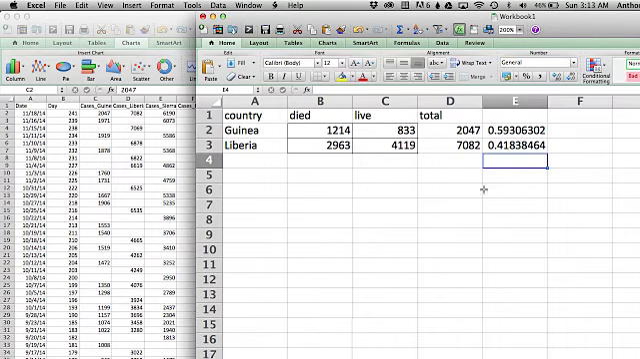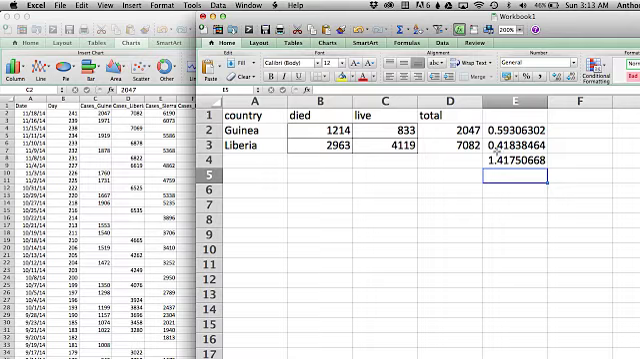Our relative risk is going to be 1,214 over 2,047 divided by 2,963 over 7,082, or in other words, 0.593 divided by 0.418. Okay, and there we go, 1.47 times as likely to die in Guinea as you are in Liberia.